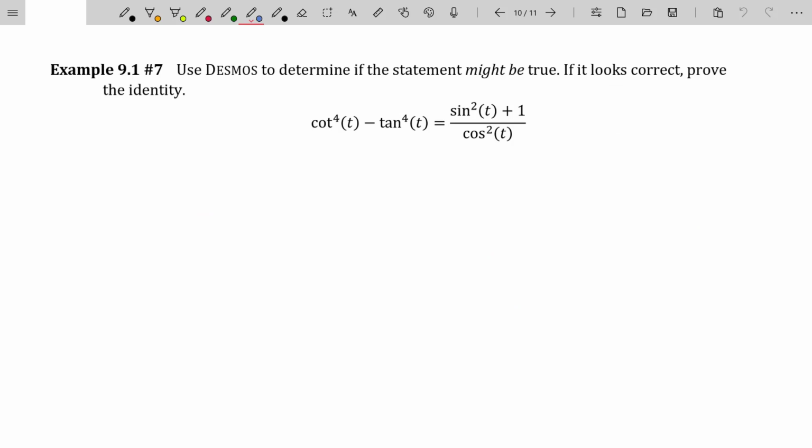Now I rewind back and we're looking at the previous example, which I never showed you. This example says use Desmos to determine if the statement might be true. The reason why I emphasize might be is that using a graph, it never shows that something is true. It demonstrates that it could possibly be true, but doesn't actually show that it is true. So if it looks like the statement is true via the graphs, then we're going to come back here and prove that this statement actually is true.